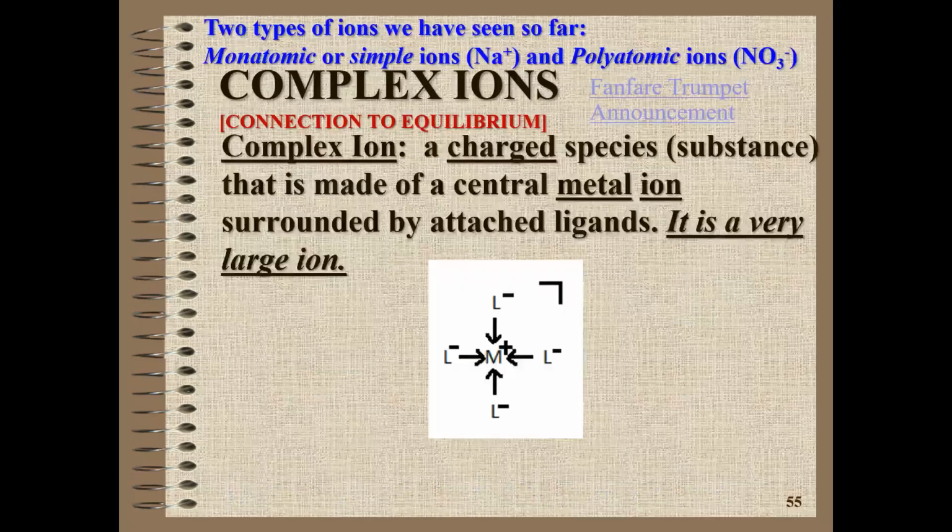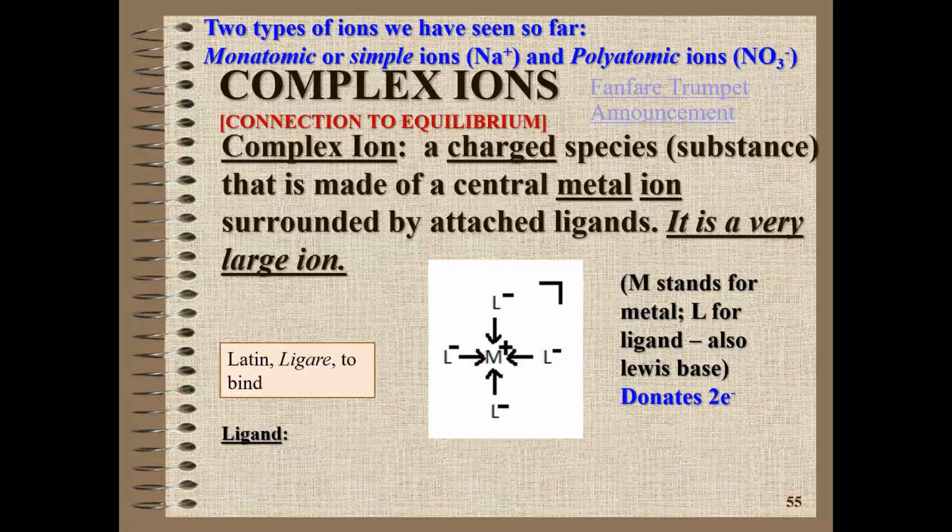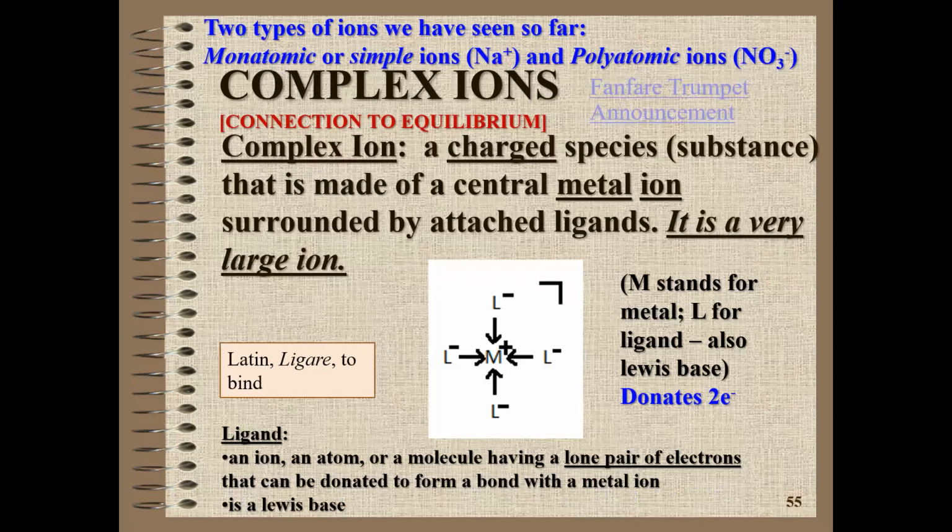All right. Then after that, we go to complex ions. The reason we go to complex ions is, first of all, they exist, but number two, they also involve equilibrium. So this is a term you should know. What's a complex ion? It's a charged species made up of a central metal ion surrounded by things that are attached to it called ligands. M stands for the metal. And the ligand also happens to be a Lewis base, meaning whatever donates electrons is a base, so it's a Lewis base.